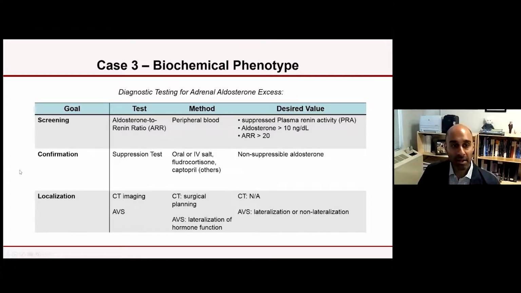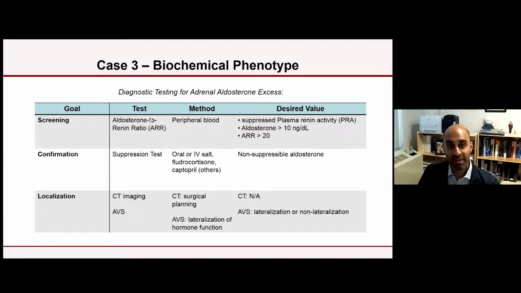And they can help you decide whether more laborious confirmatory testing, these are usually physiologic aldosterone suppression tests, needs to be done or not, and how to proceed with localization, with imaging, adrenal venous sampling, etc. I won't get into the weeds on those because that's usually something that goes beyond the primary care level, and you can consult with specialists to help you do that.